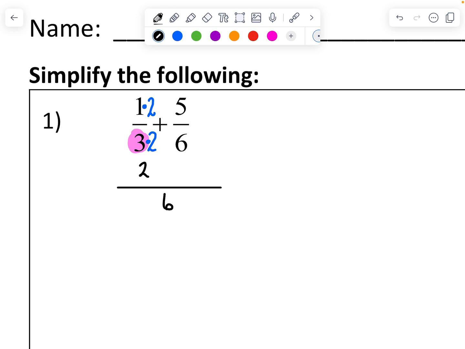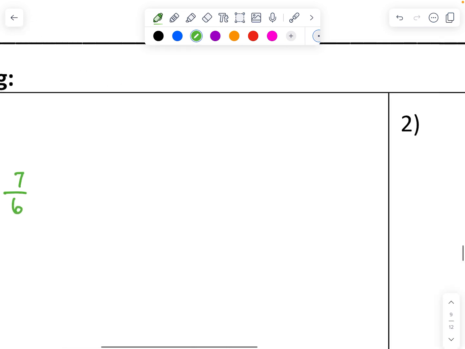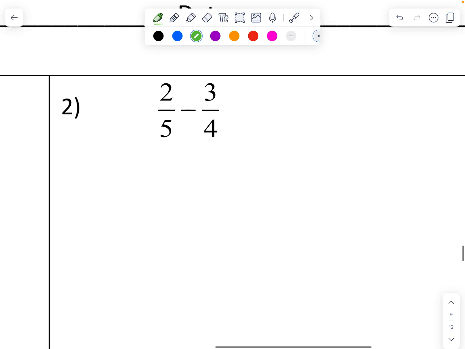And I didn't have to do anything to the other fraction, so this is going to stay plus, and then the other numerator is 5. And then 2 plus 5 is 7. So I add these together and I get 7 over 6. That's my answer. And if you type that in your calculator to see if I'm correct, you'll find out that I am.